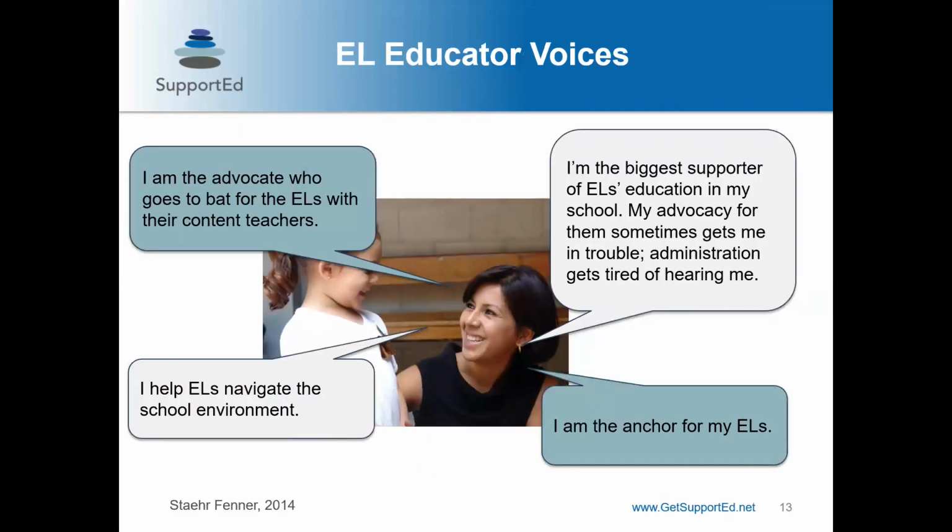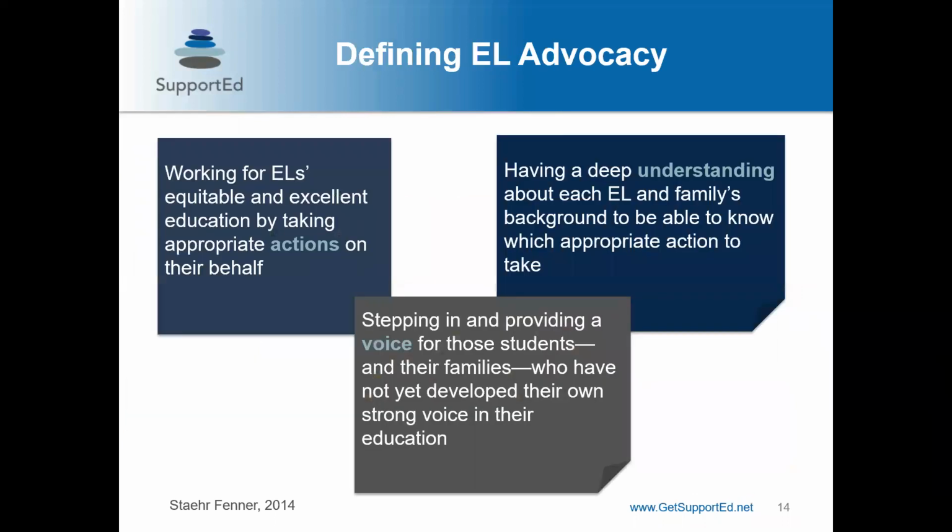In doing some research before and while I was writing my advocacy book, I surveyed some teachers to ask them how they advocate, what they do. So here are a couple of quotes that you might like to read. I especially like the one on the upper right that says, "I'm the biggest supporter of ELs' education in my school. My advocacy for them sometimes gets me in trouble. Administration gets tired of hearing me." I love that because I've found the same to be true in my own work.